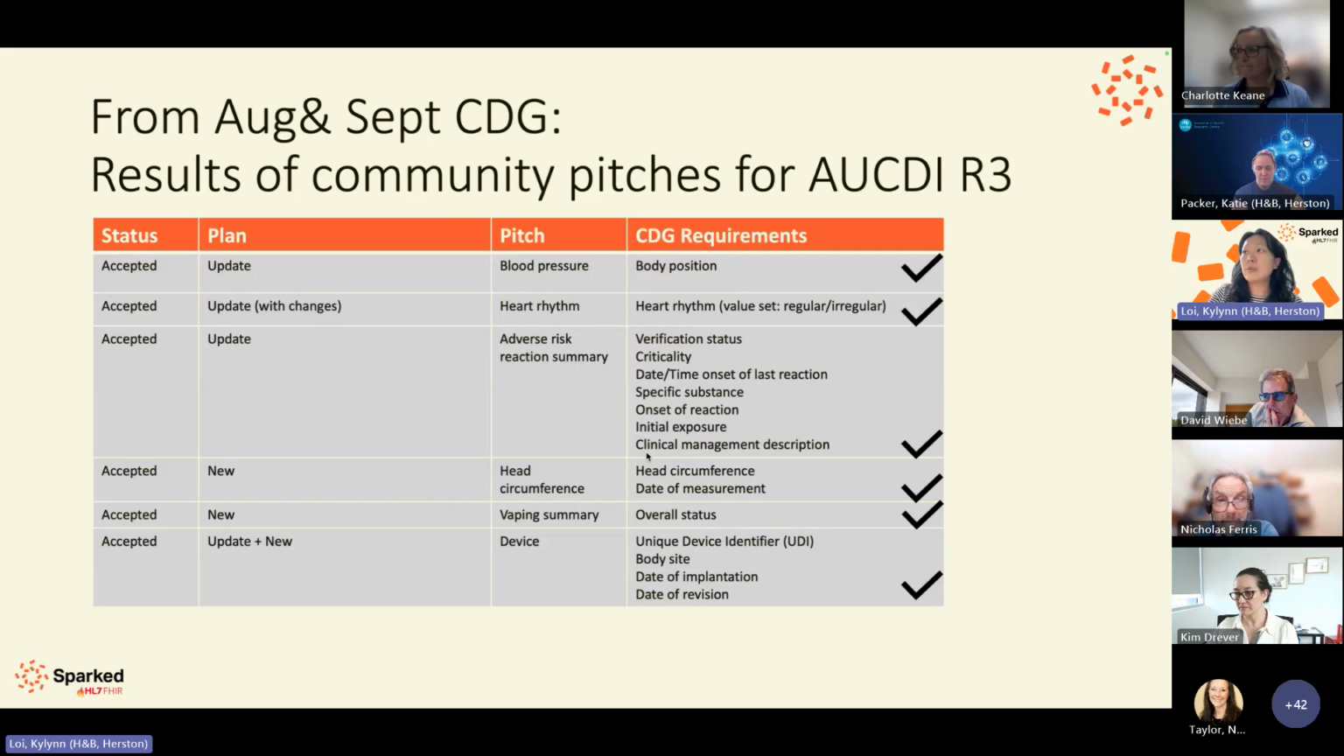So we've now worked through all of the ones that were raised as priority, and we would like to run this again, probably early next year, to look at the priority backlog items for AUCDI R4. If people have ideas, start thinking about what you think should be prioritised for inclusion in AUCDI next.